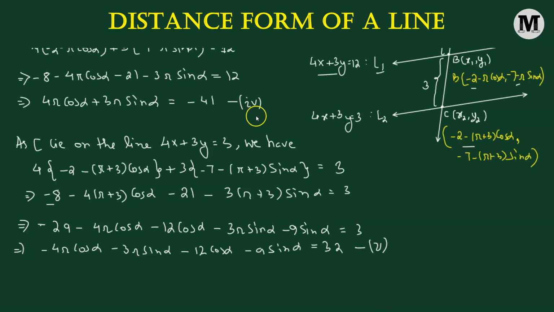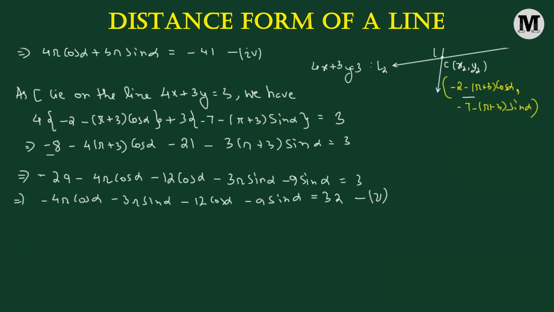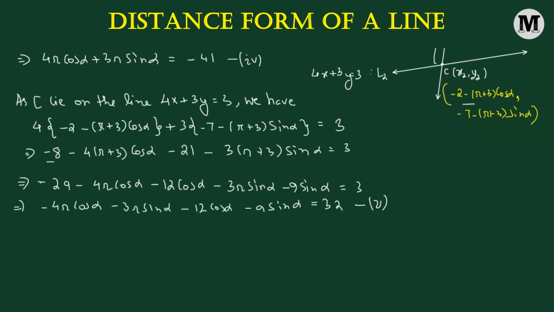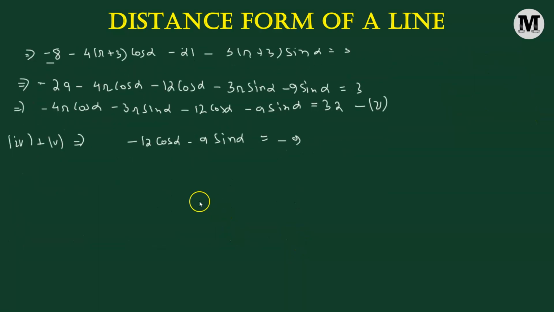We're going to add equation number 4 and equation number 5 together. So adding 4 and 5, we get -12 cosine of the angle alpha - 9 sine of the angle alpha, and on the right hand side we have -9. Okay, so let's take 3 as the common factor, -3. So we have 4 times cosine of alpha plus 3 times sine of angle alpha.